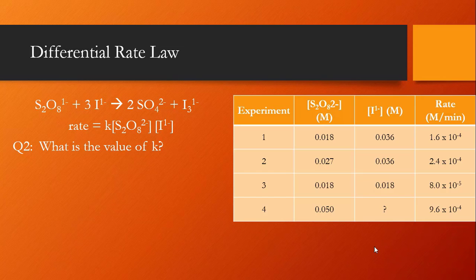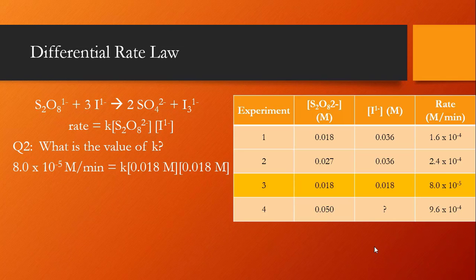What's the value of K? Figure it out, come back, and we'll go through it. Go. And the correct value is 0.25 molarity to the minus 1, minutes to the minus 1. How do we get that? Well, we take a look and say we can pick either experiment 1, 2, or 3, plug the numbers in, and solve. So I decided to take experiment 3.